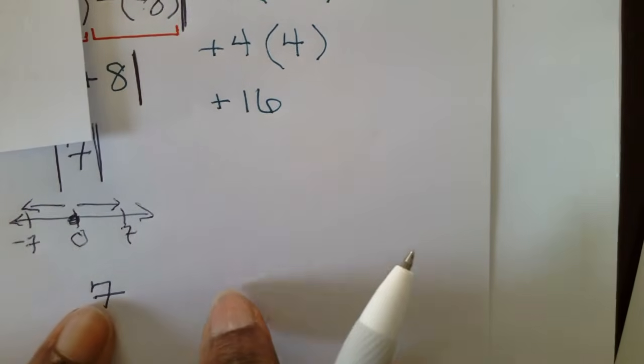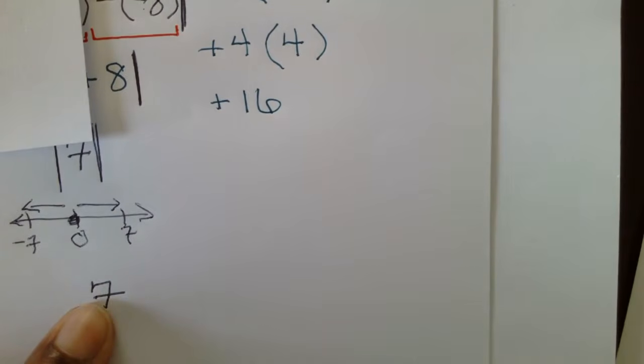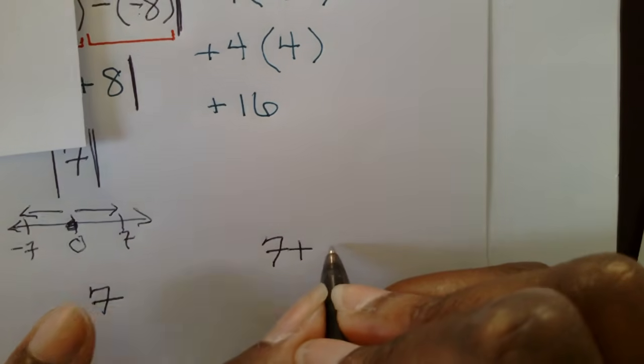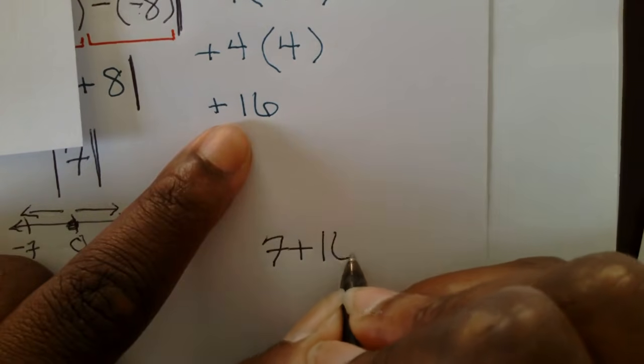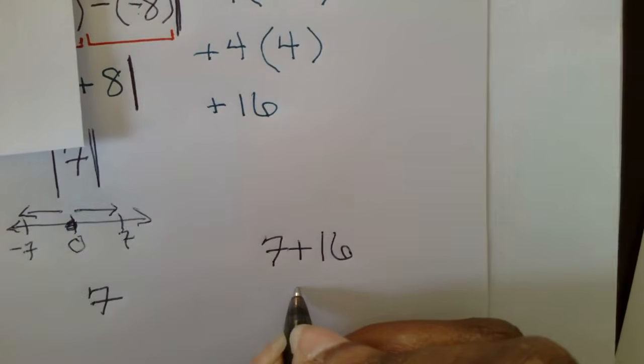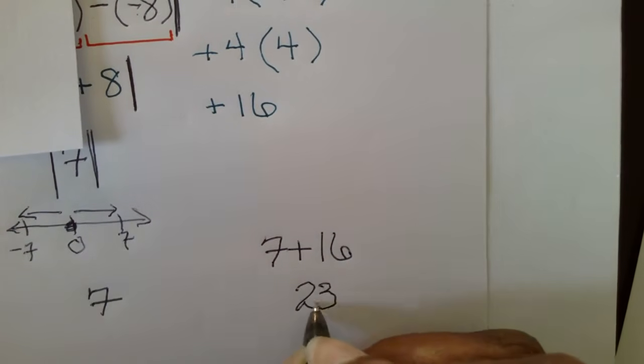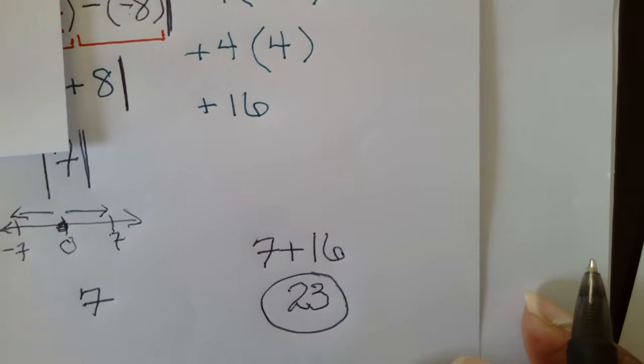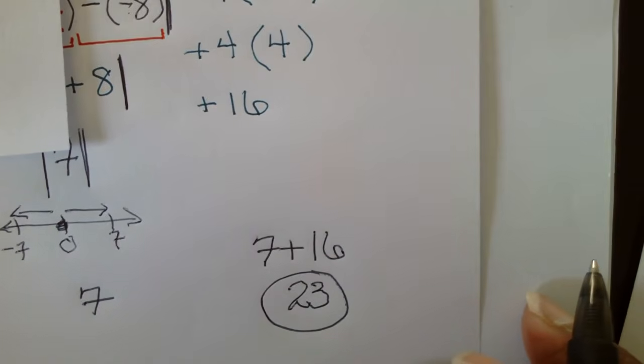So now we got to put it all together. So we had 7 on one side. I'll put it over here. We had 7 on one side. And we plus the 16 from the other side. So all together, 23. Okay, all together 23.